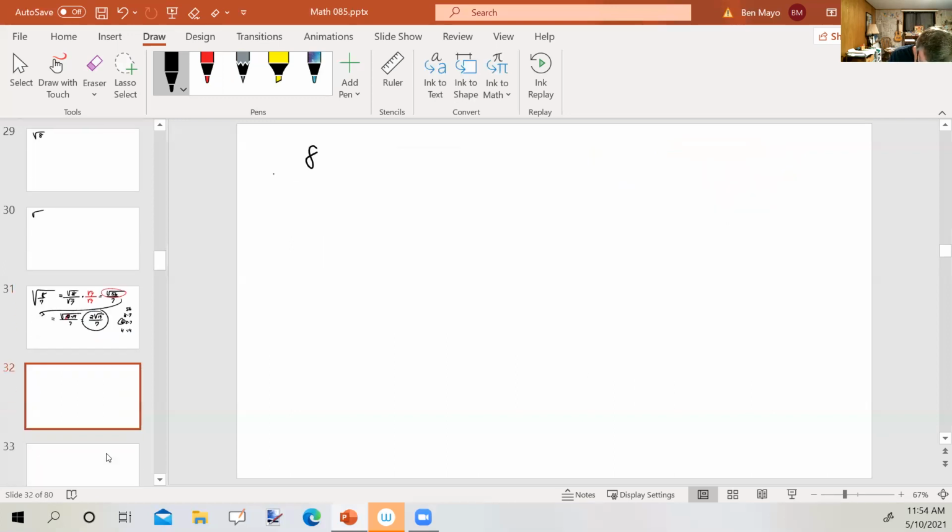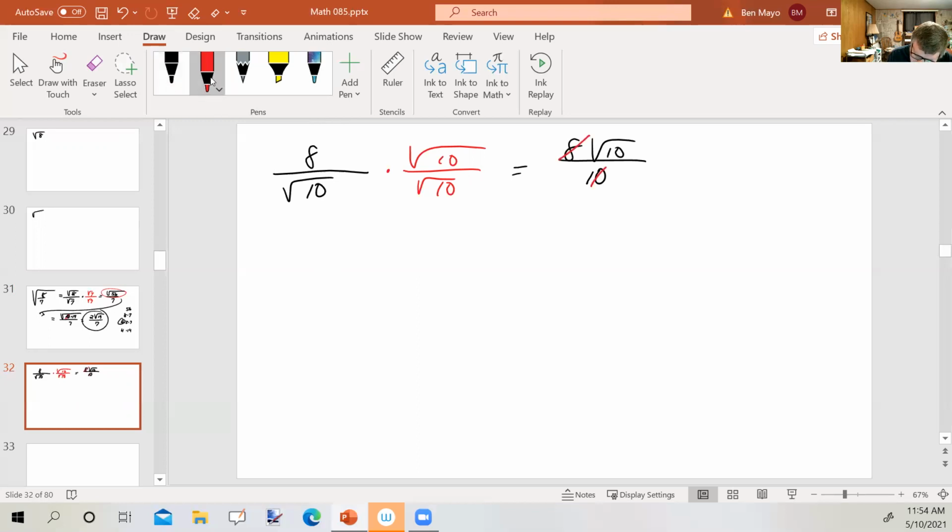Okay, now take a look at this one. We've got 8 over the square root of 10. So I could multiply by the square root of 10 over the square root of 10, and I'd get 8 square roots of 10 over 10. Okay, so I've rationalized the denominator. But there's more we can do because we can reduce 8/10 to 4/5. So we get 4 square roots of 10 over 5. Now the square root of 10 cannot be simplified, so we leave it.